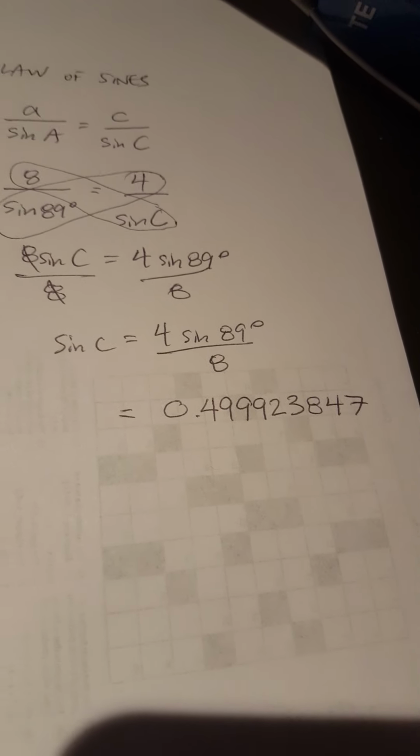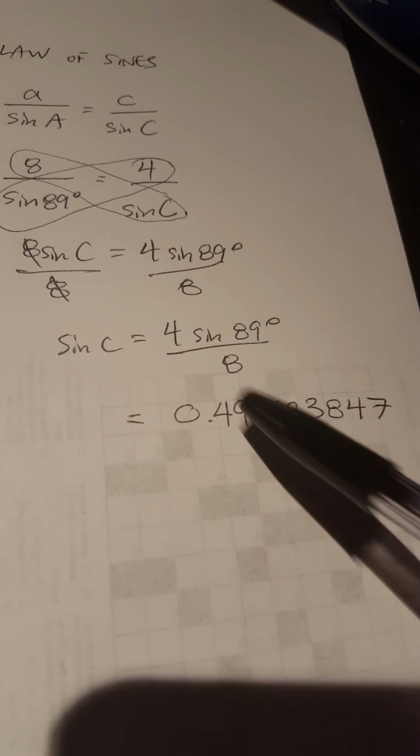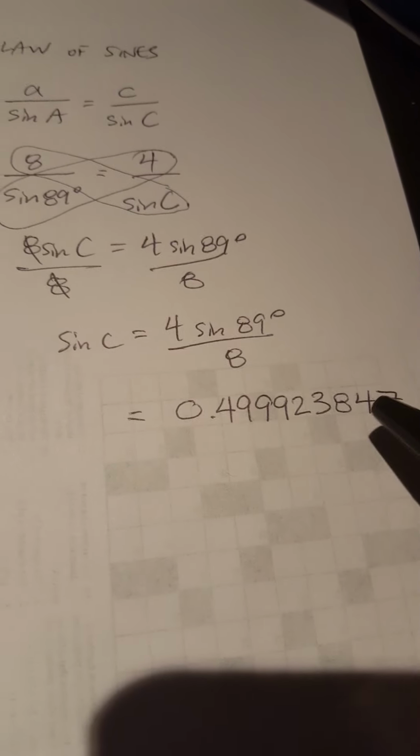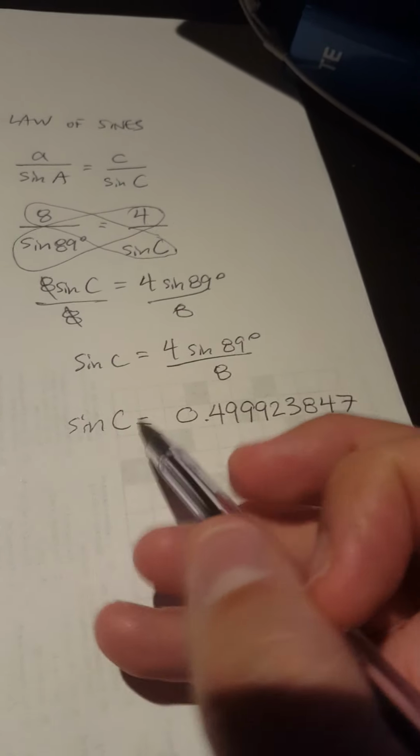Okay, so after we put all this into a calculator, 4 sine 89 degrees over 8, we're going to get 0.499923847, and that is sine c. Now we need to get c, which means I have to get rid of sine. So how do you get rid of that? You have to take the inverse sine of both sides.